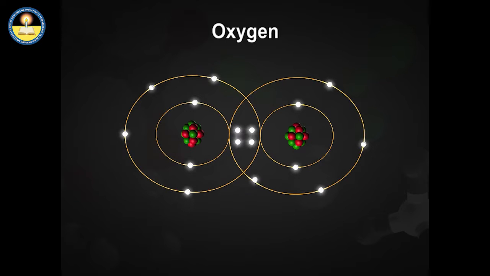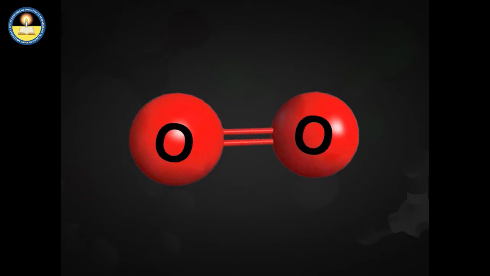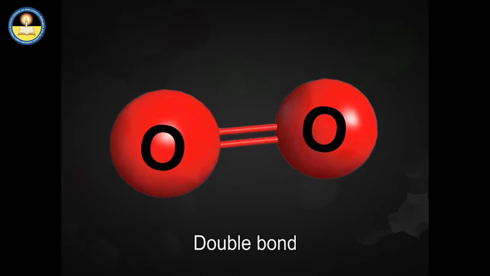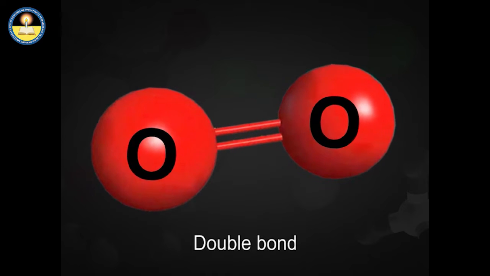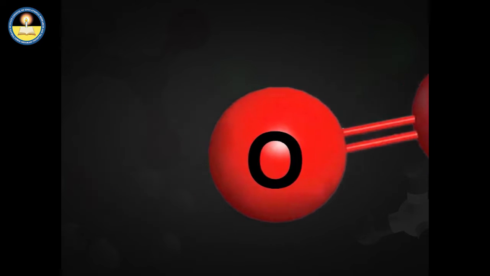So, each atom of oxygen shares 2 electrons with another atom of oxygen to give us the structure as depicted on screen. The 2 electrons contributed by each oxygen atom give rise to 2 shared pairs of electrons. This is said to constitute a double bond between the 2 atoms.